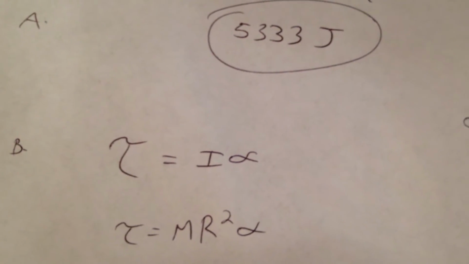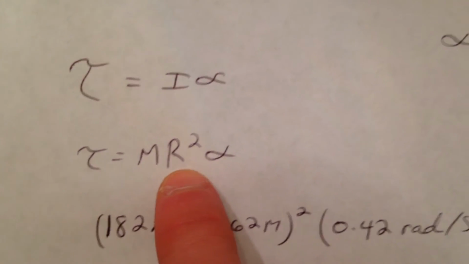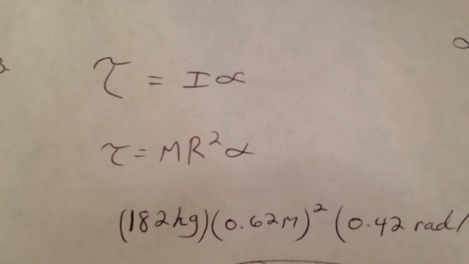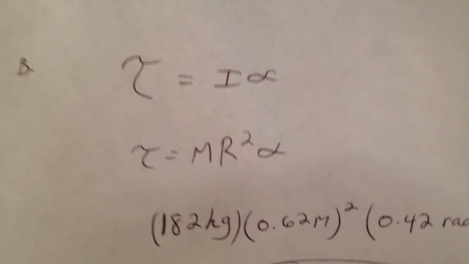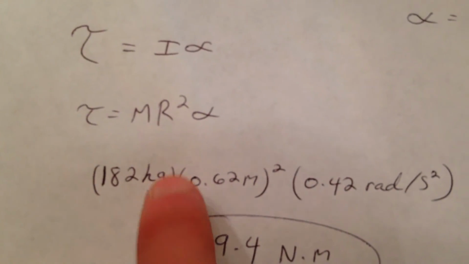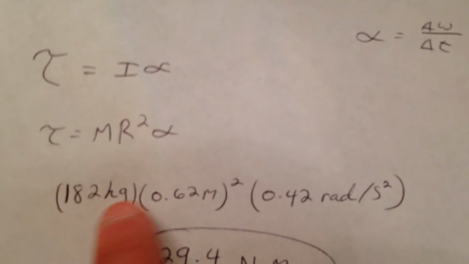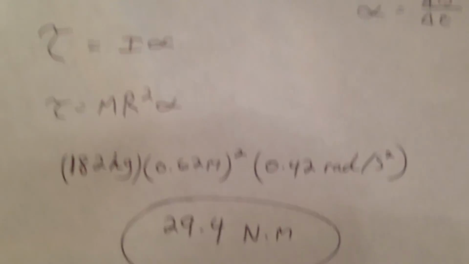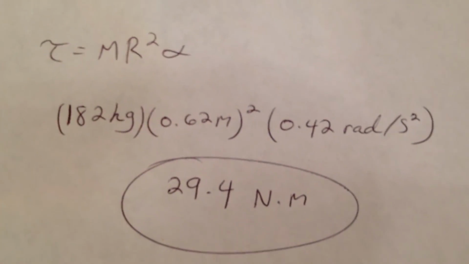So we know what inertia is. We know it's mr squared. So the only thing we don't know is torque. So here's the math, and part B for the torque is 29.4.